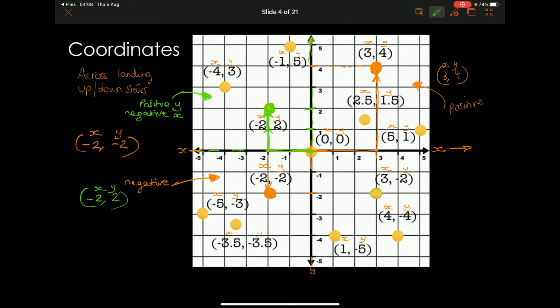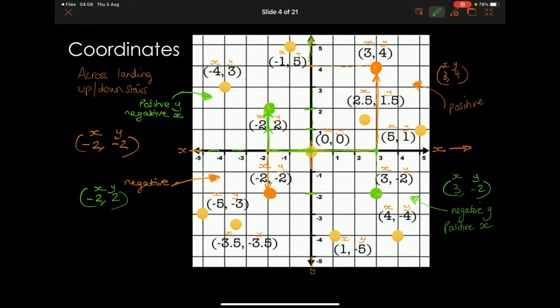Finally, let's label this coordinate down here. Again we go across the landing till we get to the point, and the point is sitting on 3, and then down, and we can see that it's sitting at -2. So x is 3, y is -2. Again, you will notice that this one's the opposite of the other one: you have a negative y coordinate and a positive x coordinate.